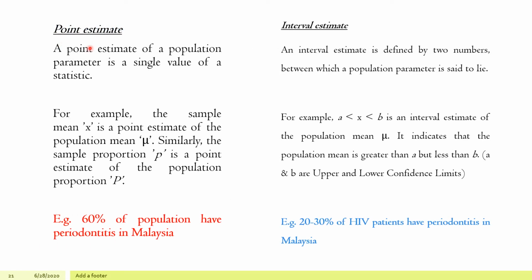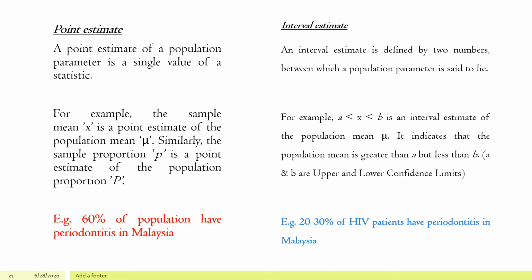So a point estimate of the population parameter is a single value of the statistic. For example, the sample mean, that is x-bar, is a point estimate of the population mean, that is mu. Similarly, the sample proportion p is a point estimate of the population proportion capital P. Example, 60% of the population have periodontitis in Malaysia. This is the mean, that is x-bar of the sample.